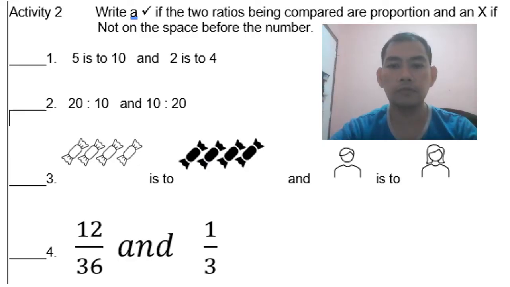Activity number 2. Write a check mark if the two ratios being compared are proportional and an X mark if not on the space before the number. For number 1 and number 2, you just multiply the means and the extremes, then find out if they are proportional or not. In number 3, change it first to colon form or fraction form, then find out if they are proportional. In number 4, since they are written in fraction form, you just have to get the cross product.